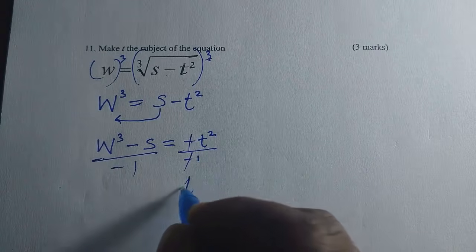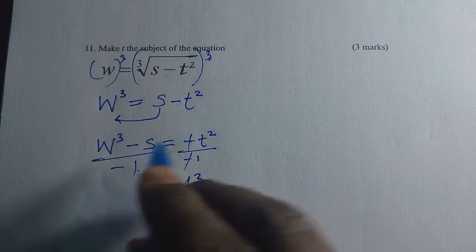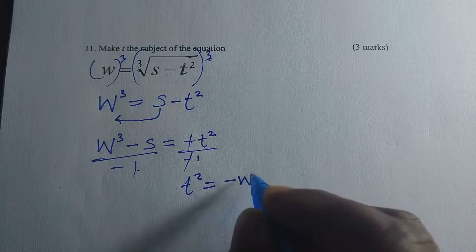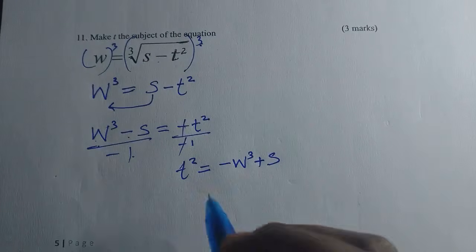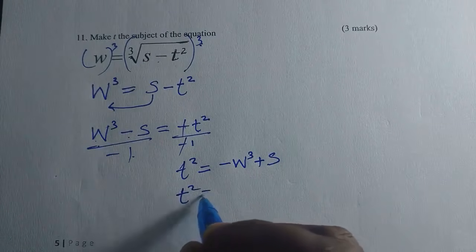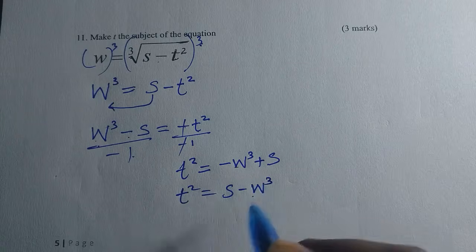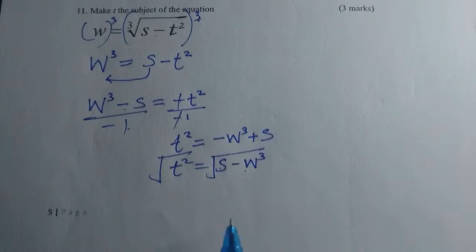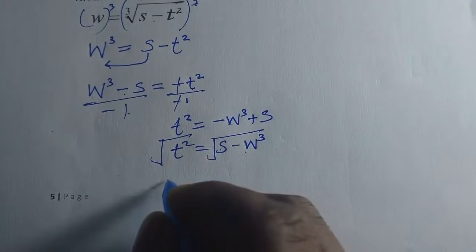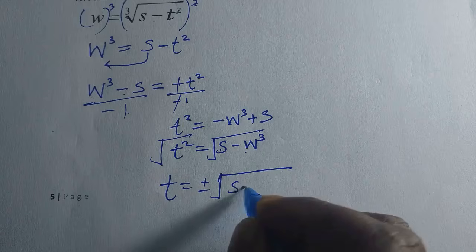We want t to be positive. So -1 will make w negative. It will change this sign here to be plus s. So this is the same as t squared is equal to s minus w cubed. It is the same. This and this are the same. s is positive, w is negative. So to find t, you find the square root of both sides. So t is equal to plus or minus the square root of s minus w cubed.